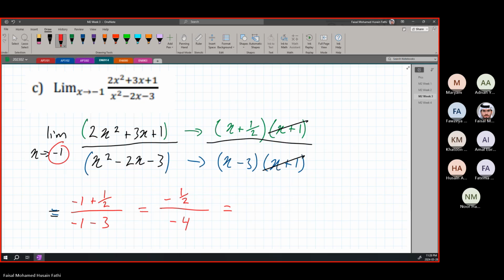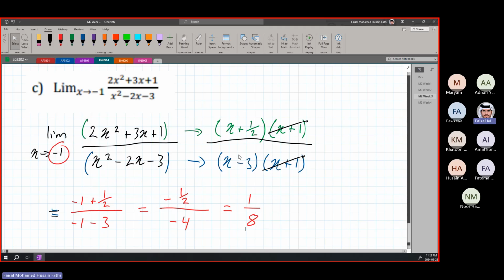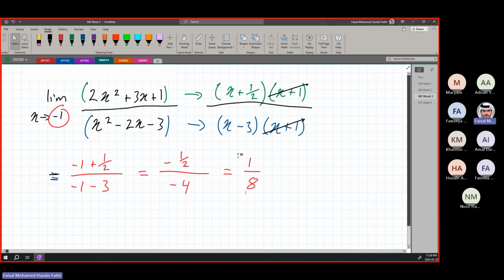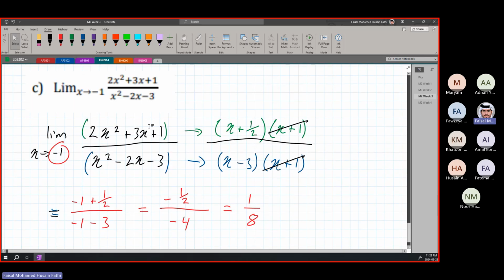Minus 1. One minute, let me see what I did here. Minus half. -1 plus 0.5 divided by -4. Yep, 1 over 8. Okay? Again, same concept, same idea. Nothing is changing here. The solution is the same way for all the questions. You just have to understand how to do your factorizing and you're going to be fine. All right?